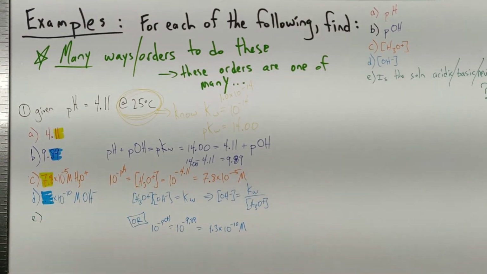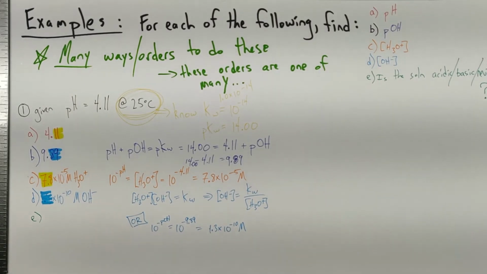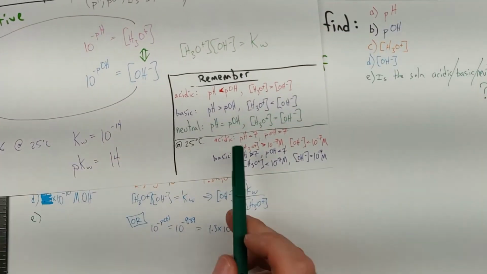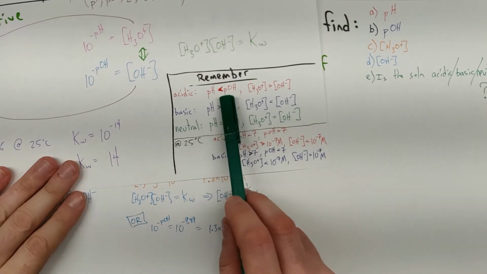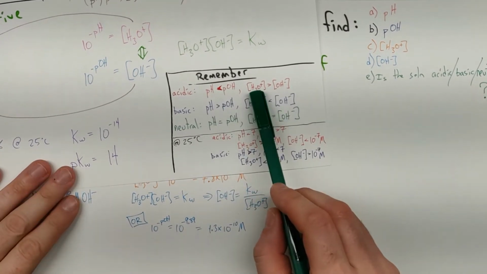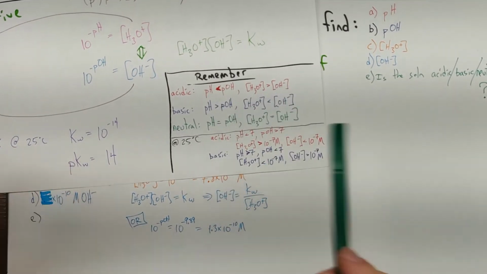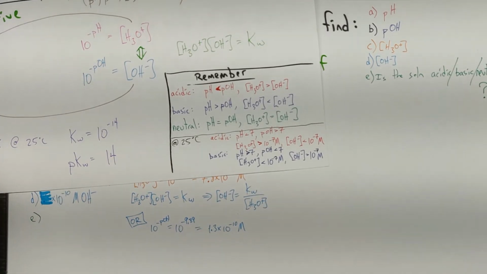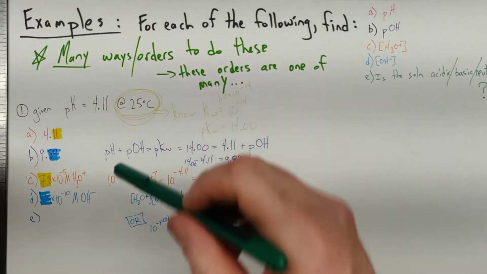In part E, we need to know if the solution is acidic or basic or neutral. A couple of videos ago, we went into way too much detail on that, but you can look at comparing your pH and your pOH, comparing your H3O plus and your OH minus, and everything else. In this particular case, we can answer this many ways.